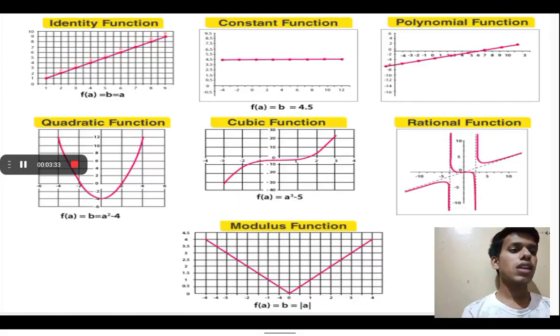So these are the graphs of some functions. The first graph is the identity function, where we can say that a is equal to b, that is f of a equal to b. Constant function: every time f of a is equal to some particular value, that means every input has the same output. Polynomial function, quadratic function, cubic function, rational function, and modulus function.